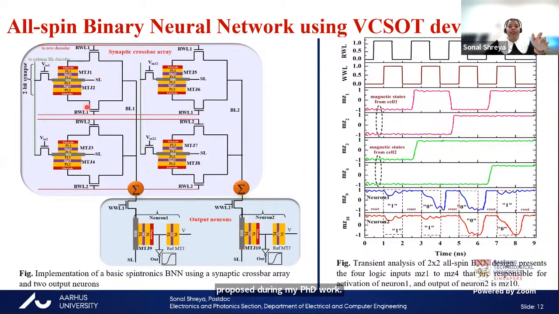So each of these is saving 2 bits each. So this is an 8-bit synaptic array, and then 2 of the neurons.